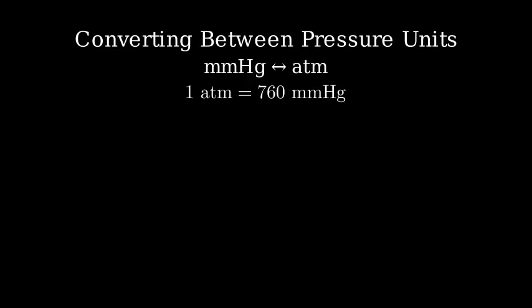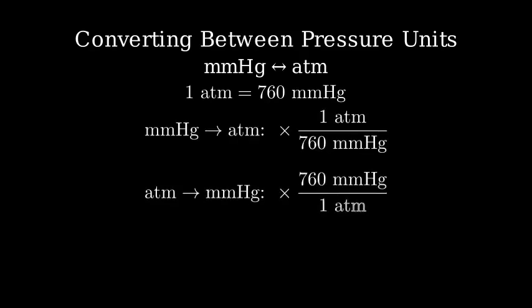1 atmosphere is equal to 760 millimeters of mercury. We can write this as 1 atm equals 760 millimeters of mercury. This means we can set up ratios to convert between these units. To convert from mmHg to atm, we'll multiply by the ratio that cancels mmHg and gives us atm. To convert from atm to mmHg, we'll use the inverse ratio.